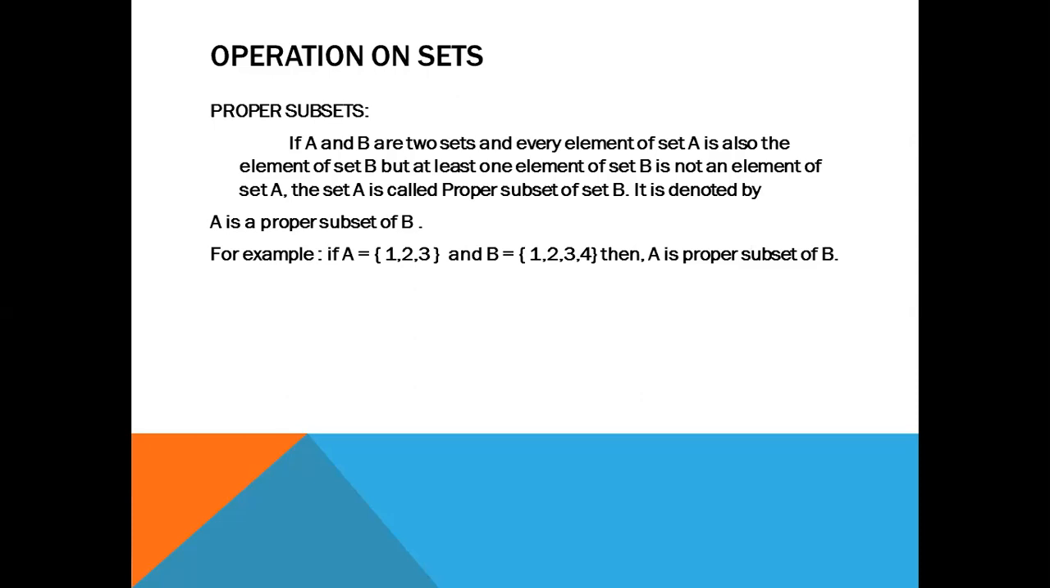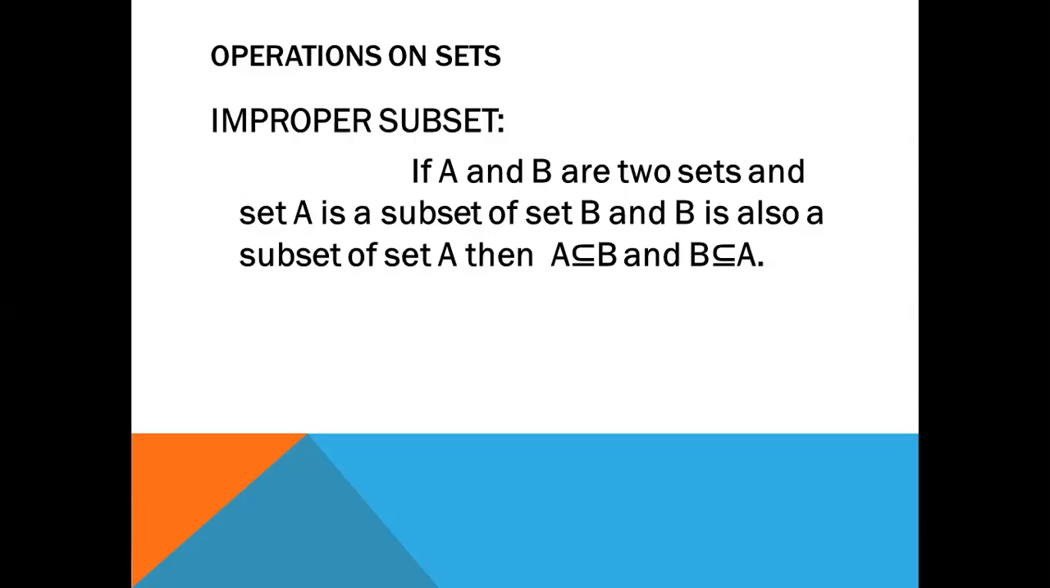Now see the example. A = {1, 2, 3} and B = {1, 2, 3, 4}. You see that there are 4 elements in set B and 3 elements in set A. So A is the smaller set and B is the larger one. Then we say that A is a proper subset of set B. You cannot say that B is a proper subset of set A because B is the larger set and A is the smaller one.